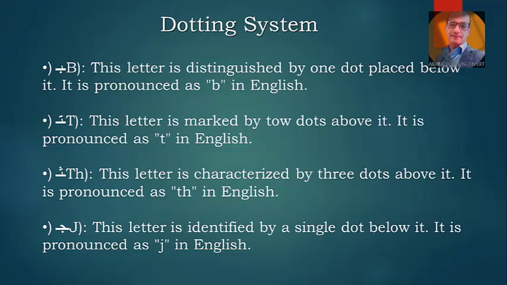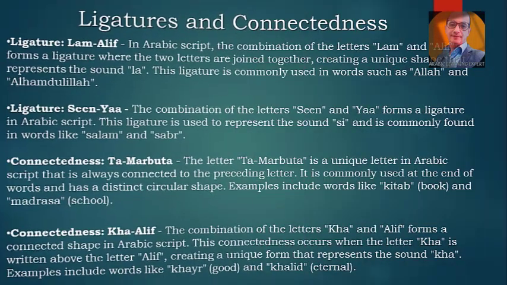TH. This letter is characterized by 3 dots above it. It is pronounced as TH in English. J. This letter is identified by a single dot below it. It is pronounced as J in English.